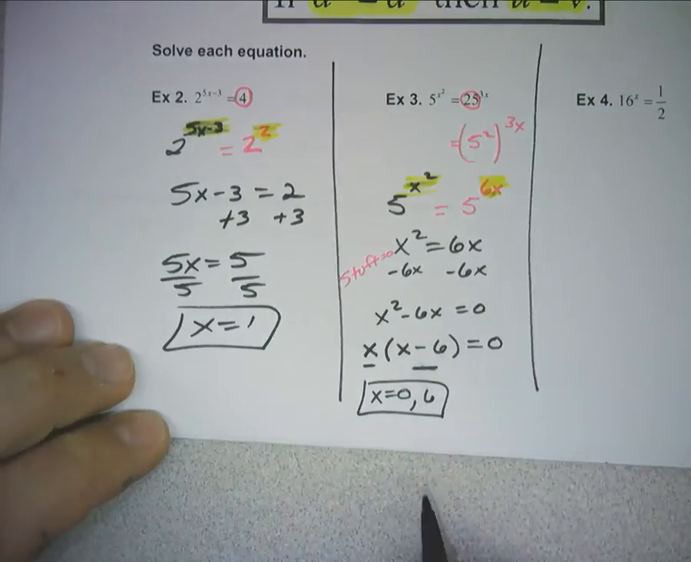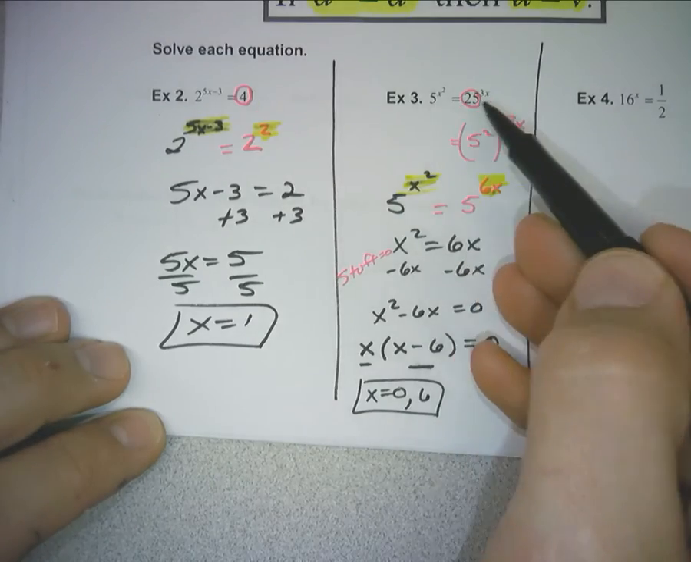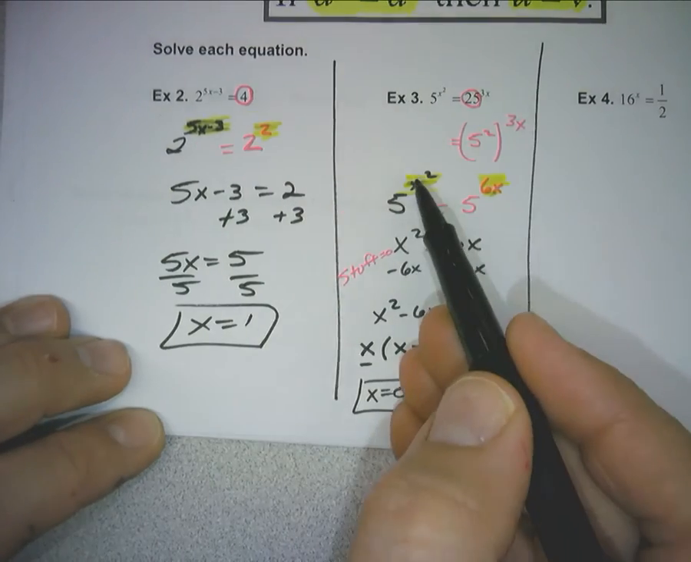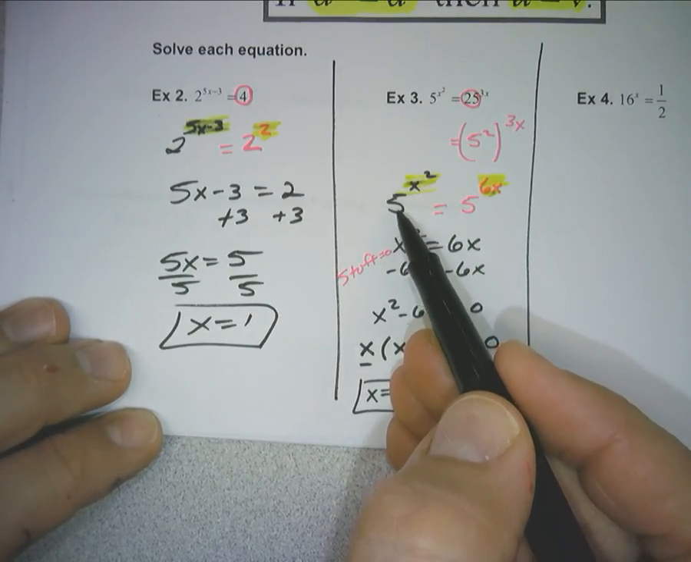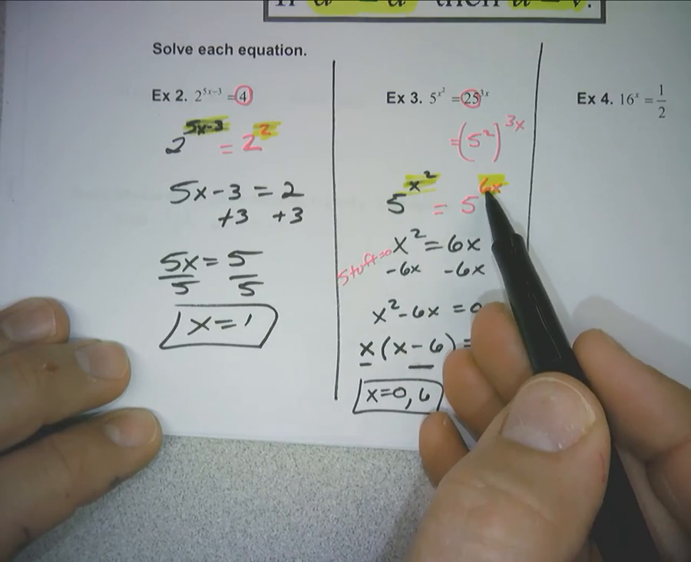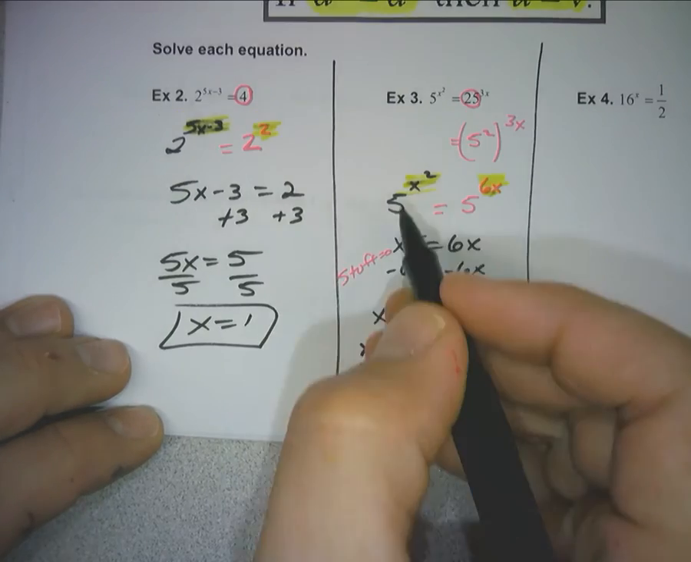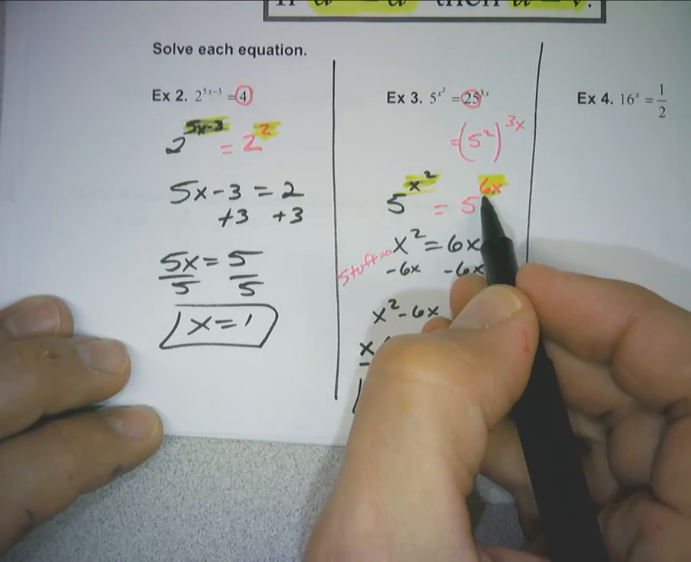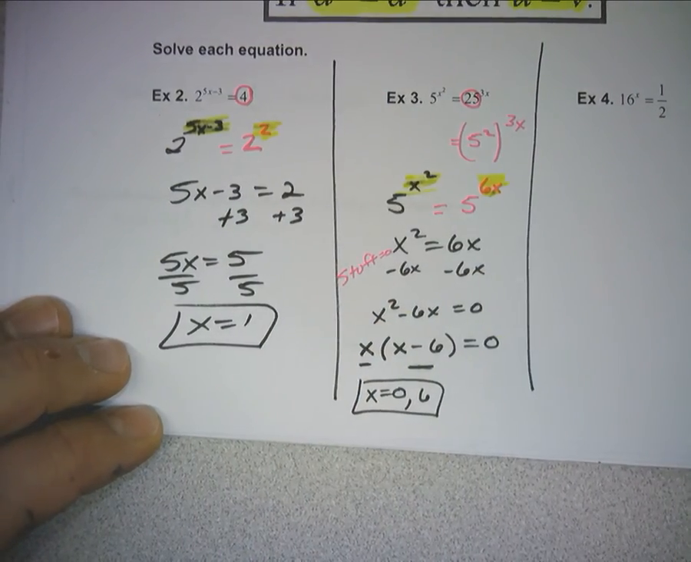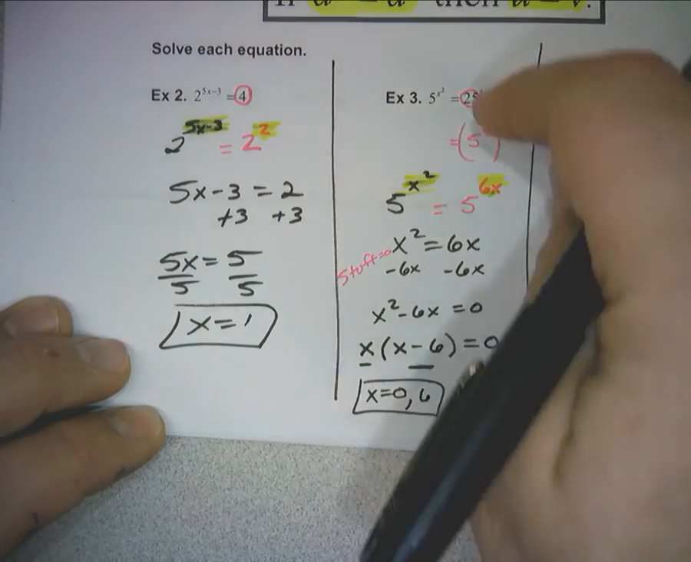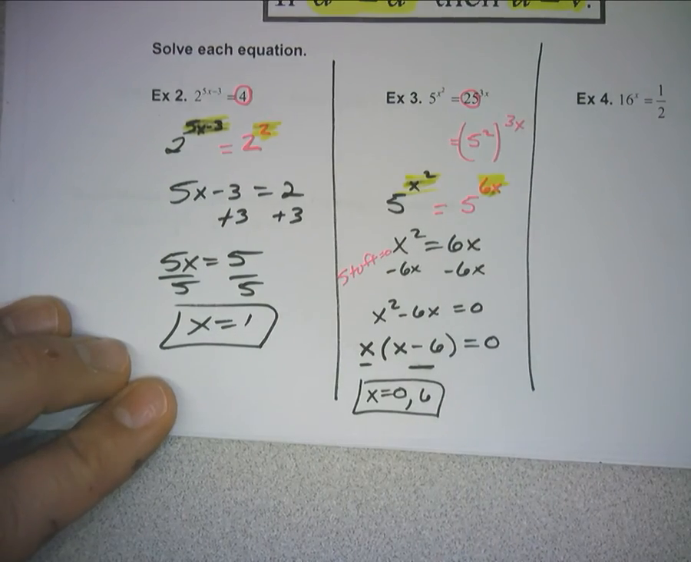And now you can check this if you want. You can plug it in here. You can plug it in here. 0 squared is 0. 5 to the 0 is 1. 6 times 0 is 0. 5 to 0 is 1. So that works. Plug in 6. You get 6 squared is 36, and 6 times 6 is 36. So that works out. All right, or you can plug it back in here and it'll work out. Whatever you need.